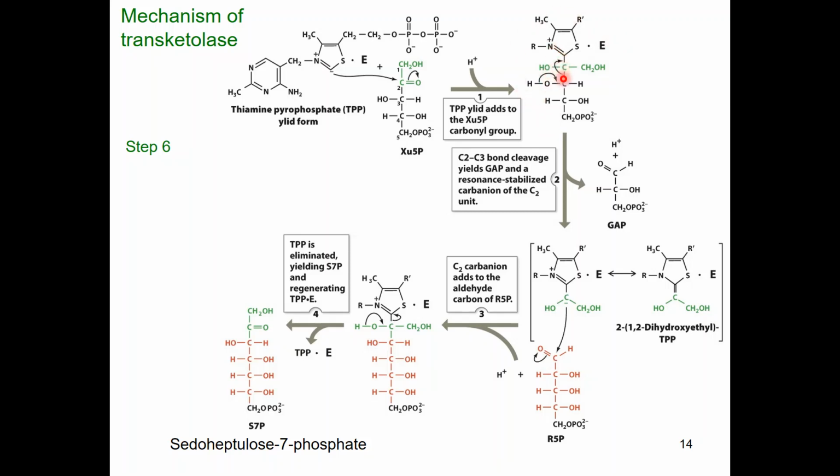And here we have polarization of the C-C bond. Again, this was our carbonyl carbon before, and this was our alpha carbon before, right? And here is the bond that is being cleaved. The bottom part of the substrate of this reaction, xylulose 5-phosphate, is released in the form of glyceraldehyde 3-phosphate, and the top portion, those two carbon atoms that will be transferred to another monosaccharide, are still attached to TPP in a resonance-stabilized carbanion.